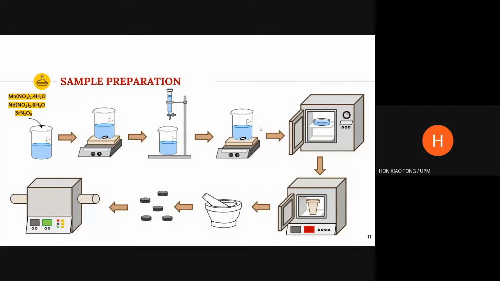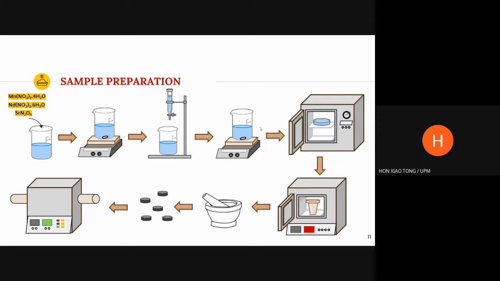So firstly, for the sample preparation, the precursor powder will be mixed with distilled water according to the stoichiometry ratio. And then the solution will undergo a stirring process for 30 minutes to make sure that they are well mixed. Next, the PEP will be added into the solution by using a burette and continue to be stirred at 80 degrees Celsius for 2 hours. And next, the sample will be poured into a Petri dish and dried in the oven at 130 degrees Celsius for 24 hours.